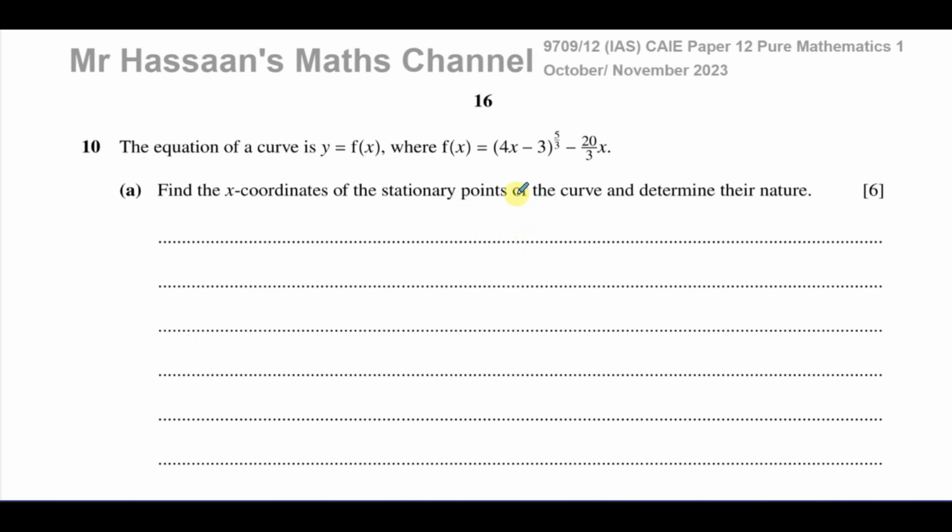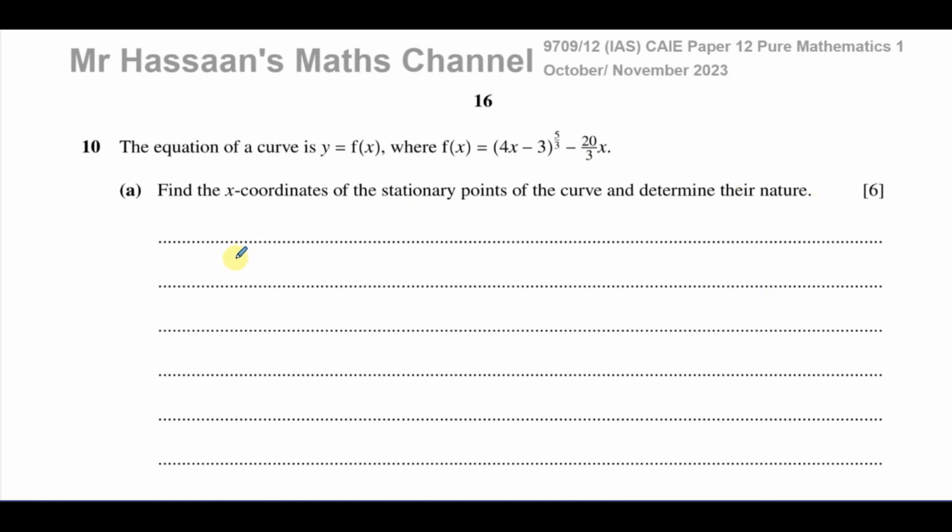This is paper 1, variant 2 from the Pure Mathematics syllabus of Cambridge 9709, the A-level paper from October-November 2023. So in this question, the equation of a curve is y equals f of x, where f of x is equal to (4x minus 3) to the power of 5 over 3 minus 20 over 3 x. Find the x-coordinates of the stationary points of the curve and determine their nature.